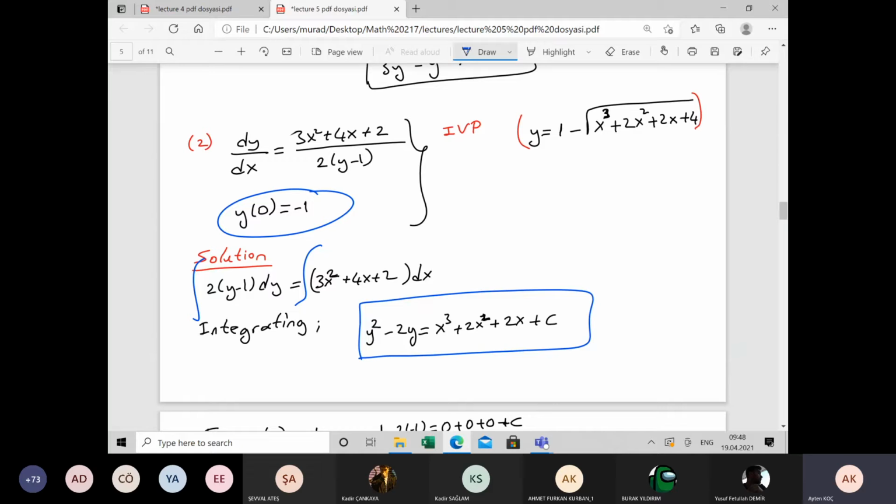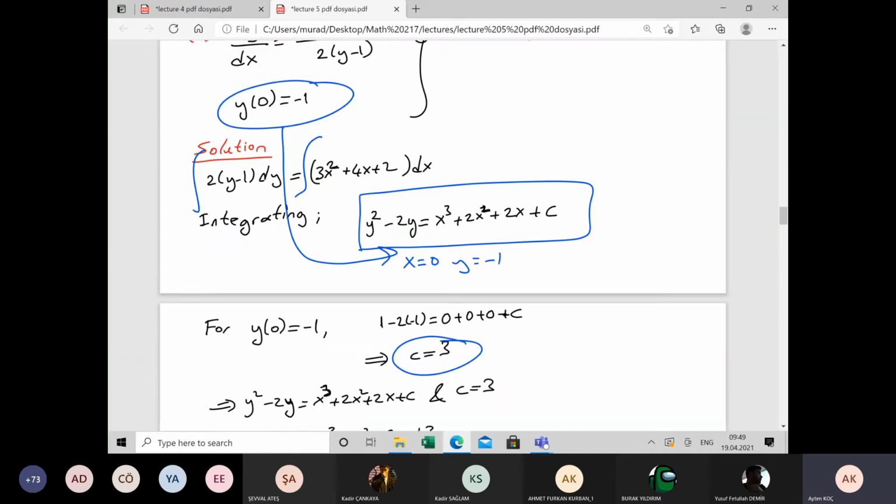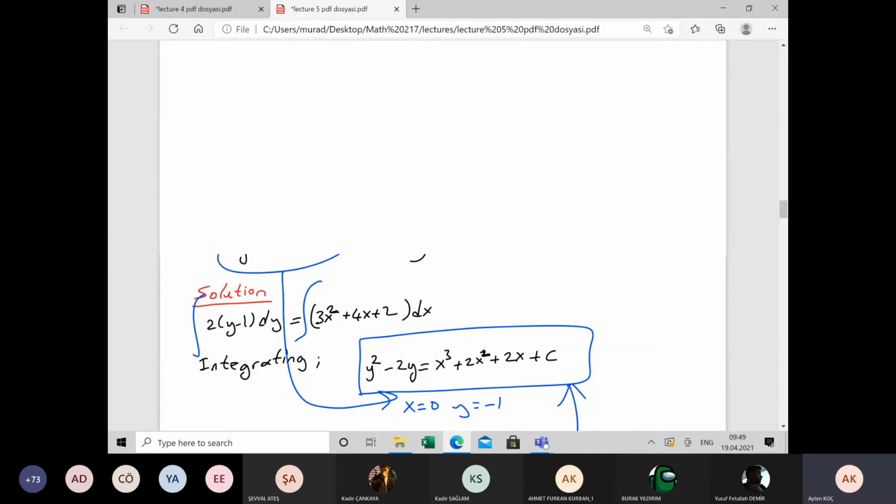It's okay. Substitute here: x is 0, y is -1, and find the value of c. C is 3. It's okay. C is 3, and we get this one. It's okay. Look at the problem. We claim that this one is the solution. This one is the unique solution of our initial value problem.